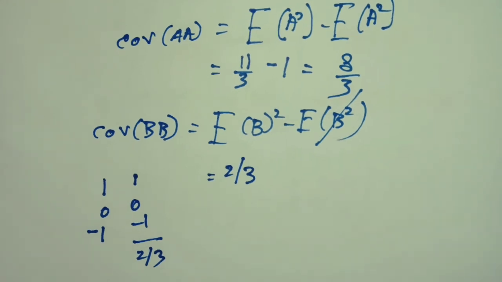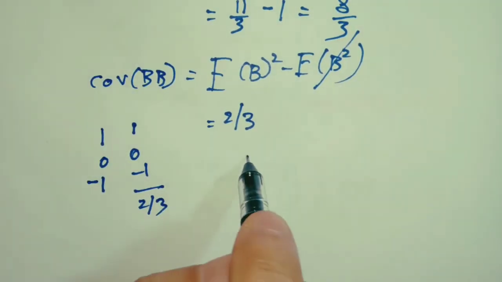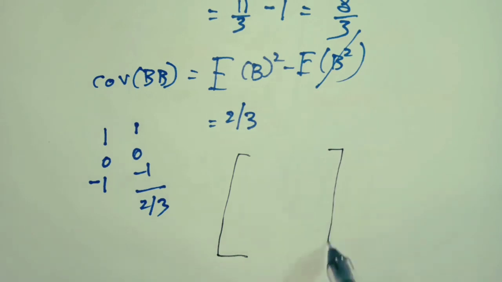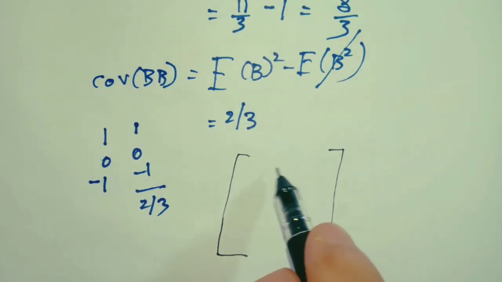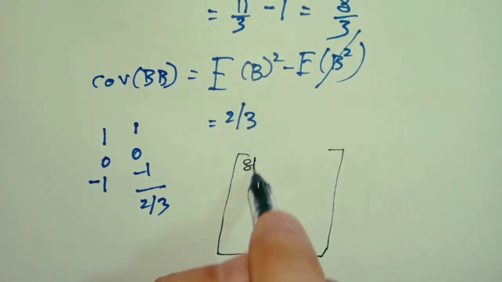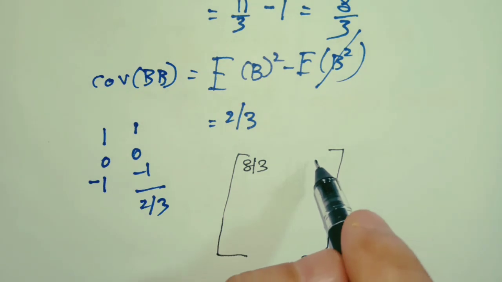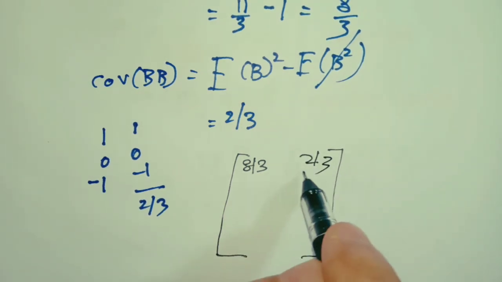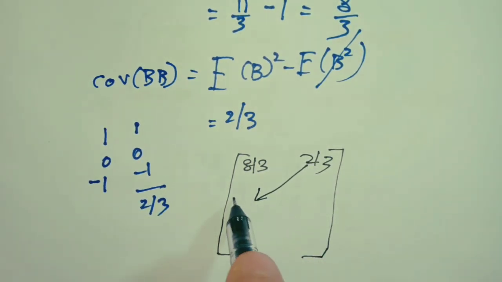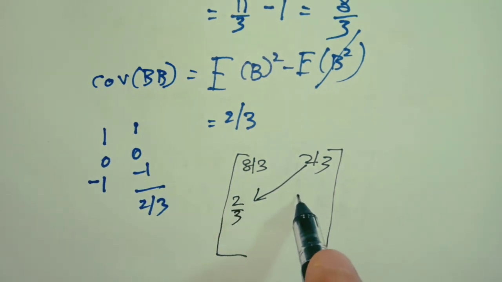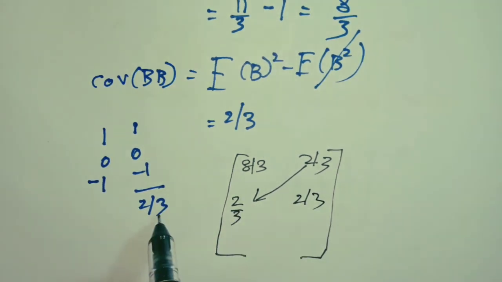So what we can do is put it now in a nice matrix. The exact values would be: the covariance of AA would be 8 by 3, and the covariance between AB would be 2 by 3. This leads to this, so automatically it would be 2 by 3, and this one would be 2 by 3, which we have calculated from here.